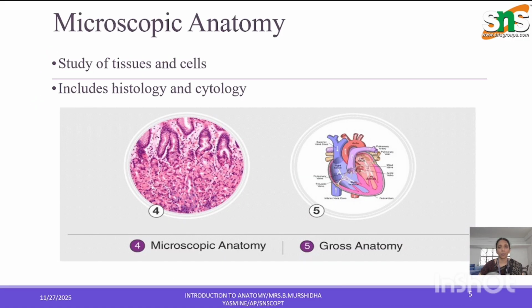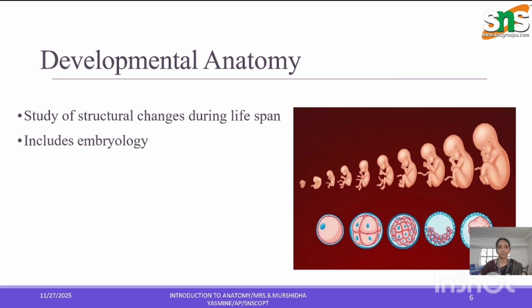Next is microscopic anatomy. Microscopic anatomy is the study of tissues and cells which are invisible to our naked eyes. So this study can be done with the help of the microscope, thereby it is called microscopic anatomy. It includes histology and cytology. In microscopic anatomy, we can study the tissues and cells in detail with the help of a microscope.